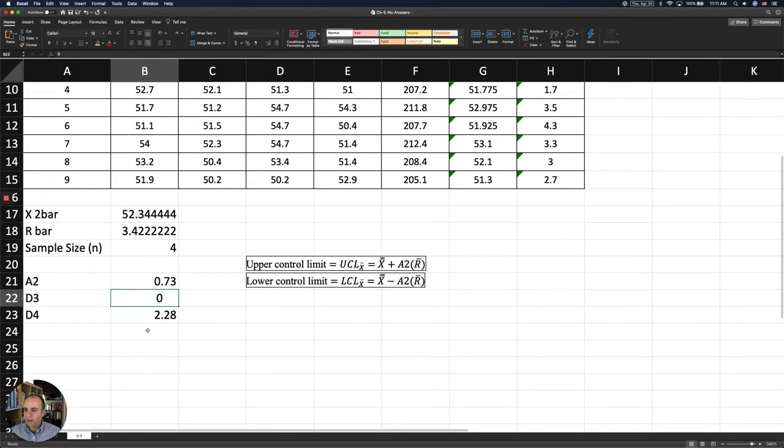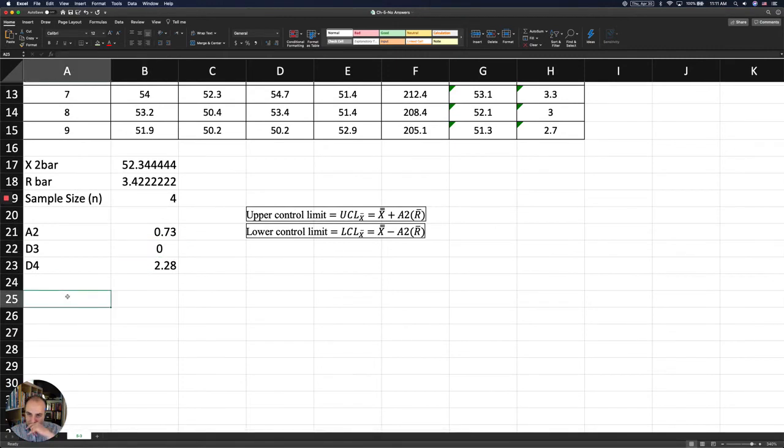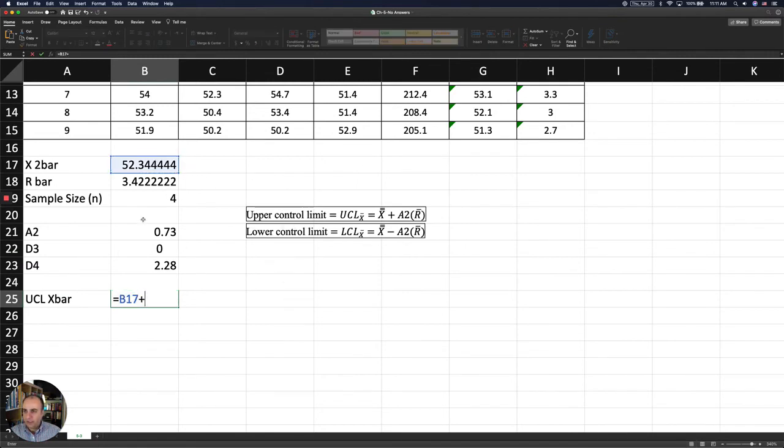I just take a note of these values, and then I go about calculating my UCL and LCL X bar. So for my UCL X bar, I use this formula: X double bar plus A2 R bar is equal to X double bar plus A2 times R bar. I don't need parentheses, but just to be safe, it's a good practice. And my LCL X bar is going to be equal to X double bar minus A2 R bar, so minus A2 times R bar. One more time, the formula for UCL is B17 plus B21 times B18, which is X double bar plus A2 R bar.